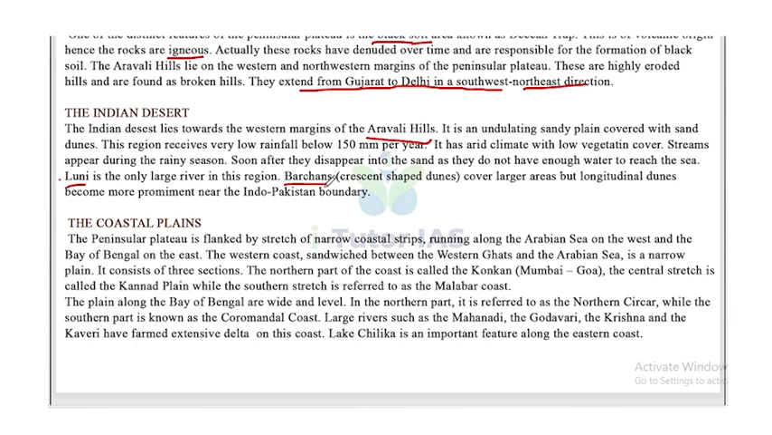Now, Barchans. What are Barchans? They are crescent-shaped dunes. Barchans cover large areas, but longitudinal dunes become more prominent near the Indo-Pakistan boundary. So that's about the Indian desert.